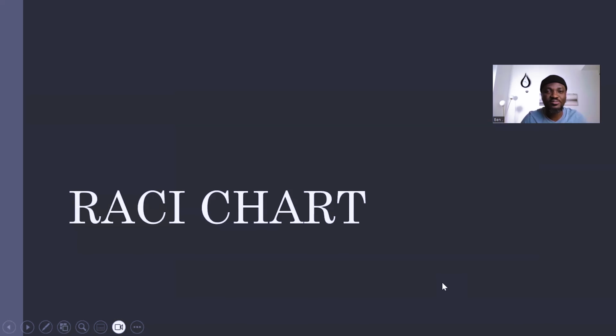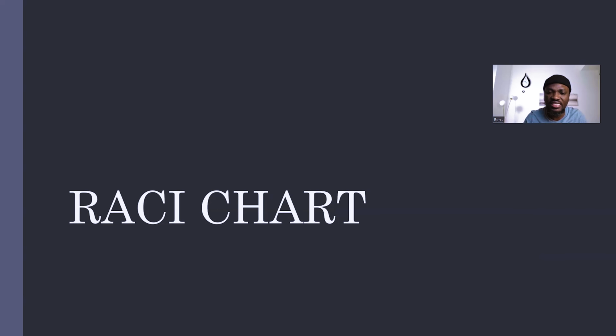Hi guys, welcome to the session. Today we'll be talking about the RACI chart. What is a RACI chart? RACI stands for responsible, accountable, consult, and inform. This is a chart that is leveraged in order to manage the involvement of stakeholders. I will be sharing with you how you can take good advantage of RACI charts and, of course, deliver on projects efficiently.